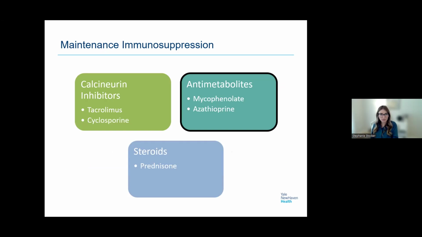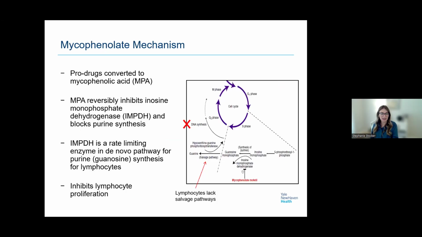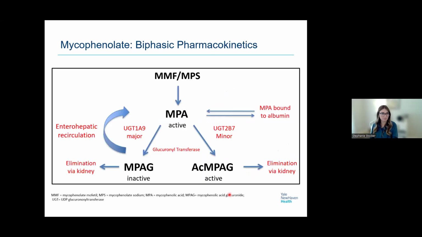Our second group is our anti-metabolites. This includes mycophenolate and azathioprine. And mycophenolate, as you can see here, is a prodrug. It's converted to mycophenolic acid, and then it reversibly binds IMPDH, and it blocks purine synthesis. And our lymphocytes don't have the salvage pathway for purine synthesis. So it is a way to inhibit lymphocyte proliferation.